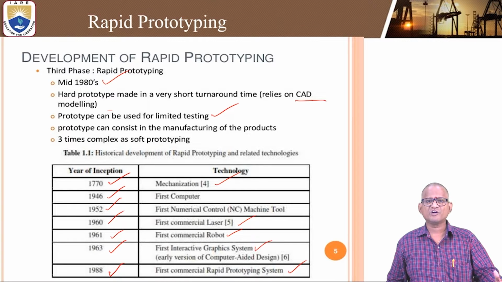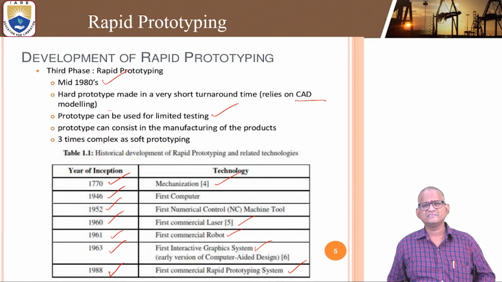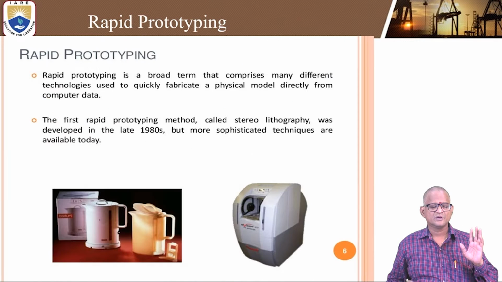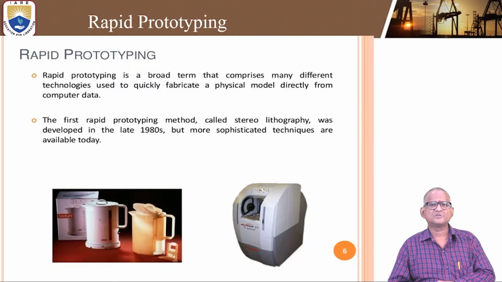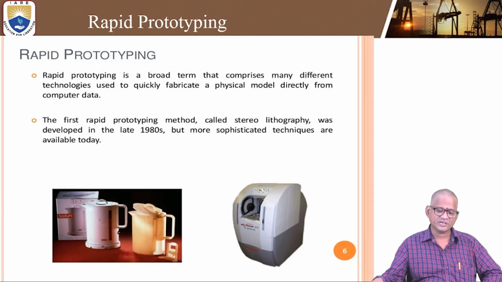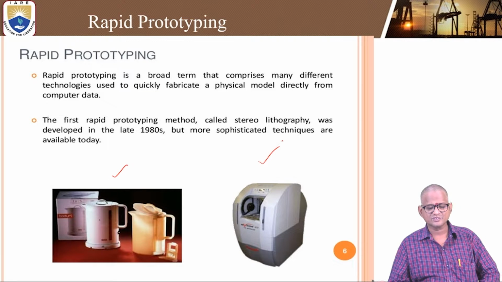Okay, so this is the historical development of rapid prototyping related to technology, starting with mechanization, computer, NC, laser, robot, CAD design, and rapid prototyping system. And let us see how rapid prototyping is explained and what the diagrammatic representation of rapid prototyping is. Look at this diagram. What is the difference between these two diagrams?